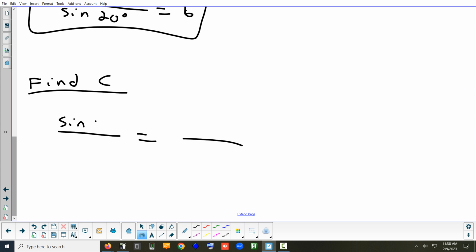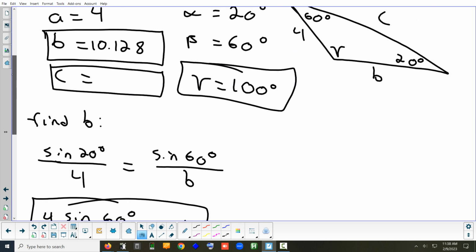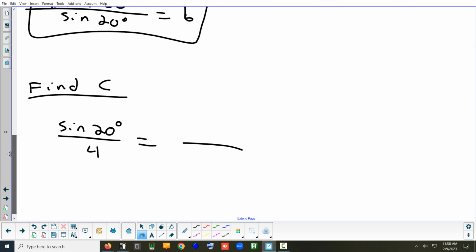Sine of what? Sine of alpha. I want to put a number. Oh, 20 degrees. Sine of 20 degrees over 4. And sine of what over what on the other side to find C? Sine of 100 over C.